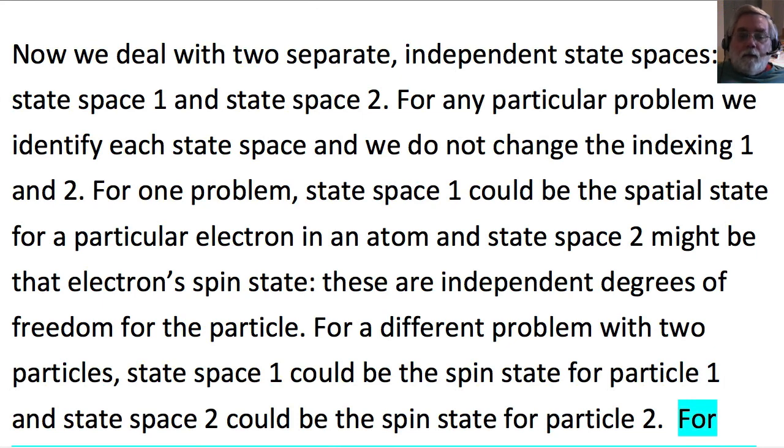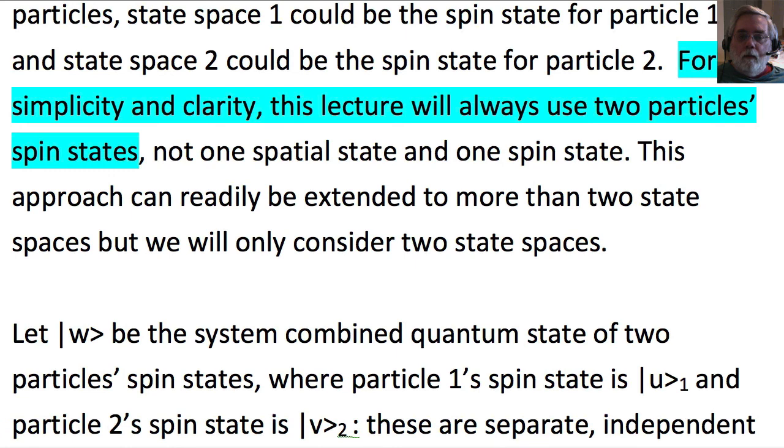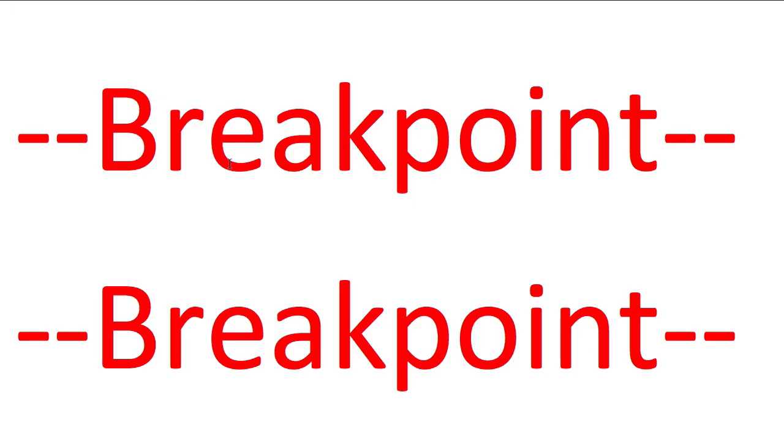For a different problem with 2 particles, state space 1 could be the spin state for particle 1, and state space 2 could be the spin state for particle 2. For simplicity and clarity, this lecture will always use 2 particle spin states, not 1 spatial state and 1 spin state. This approach can readily be extended to more than 2 state spaces, but we will only consider 2 state spaces. This is a possible time to take a break.